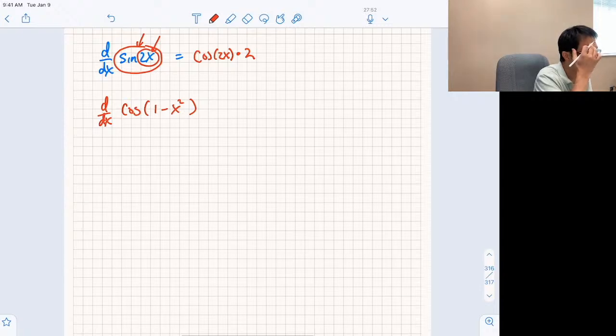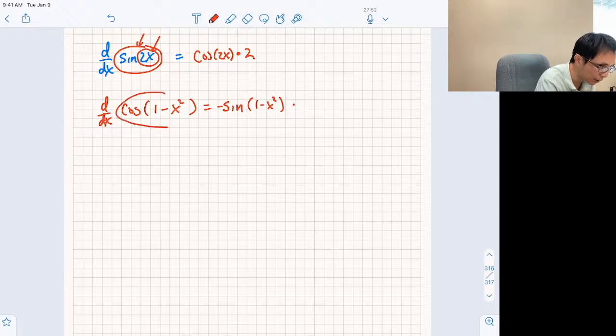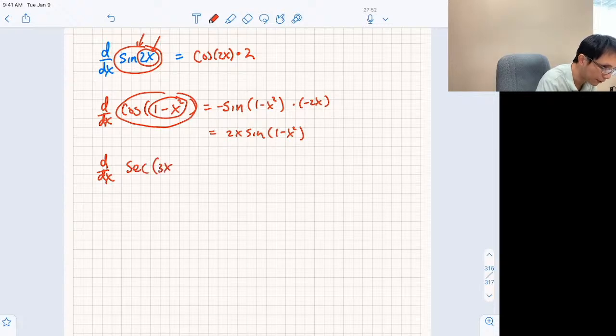So if I take a derivative of this, it's going to be negative sine of 1 minus x squared times the derivative of the inside, because there were 2 layers here, and then there's going to be negative 2x. If you multiply that, that gives you 2x sine of 1 minus x squared. That's it. How about the derivative of secant of 3x?